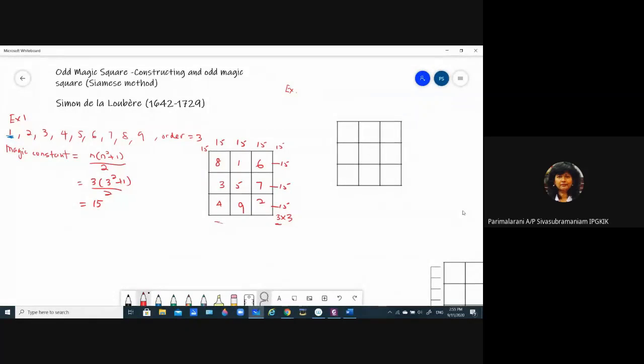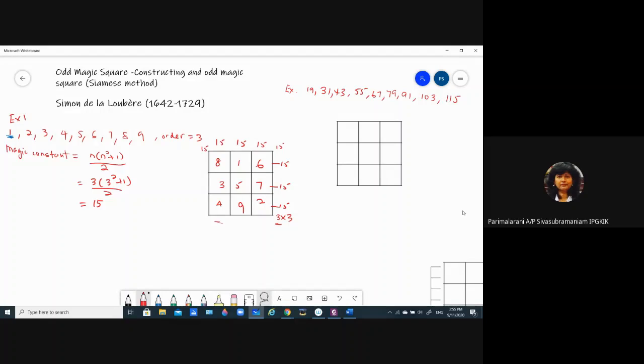Say I have numbers like this. 19, 31, 43, 55, 67, 79, 91, 103, 115. I'm using the smallest odd number magic square, which is order 3, 3 by 3 magic square. Okay, so I have 9 numbers here. I want to arrange these 9 numbers into this magic square.